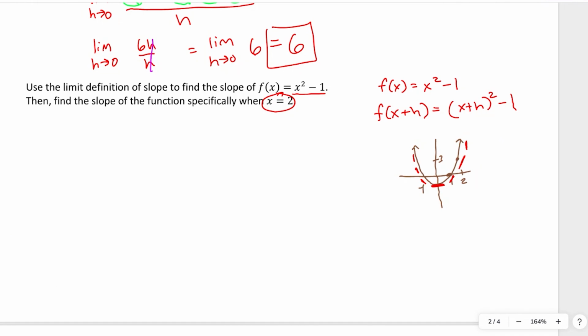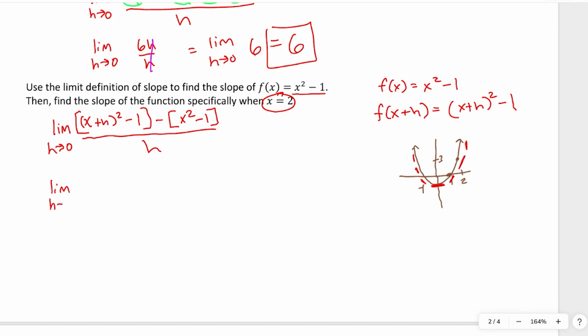All right, so let's dig into the algebra here. We've got the limit as h approaches 0 of f of x plus h, so that's the (x plus h) squared minus 1. That's my f of x plus h, minus f of x, which is x squared minus 1, all divided by h. So just like with the last one, we can't just use direct substitution right away. We've got to manipulate this, get some stuff to cancel out, and hopefully we can plug it in at the very end. So let's multiply some of this out.